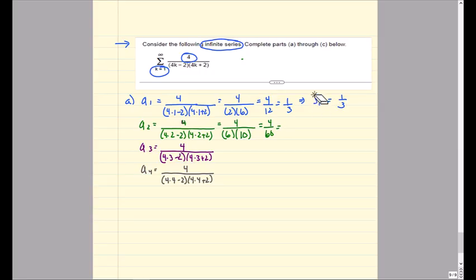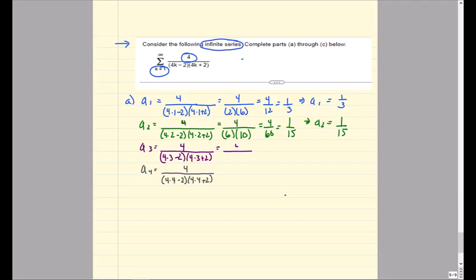So again, this was 4 over 60. I'm going to make sure this is an a here. It's a term of the sequence, it's not a sum. So 4 over 60 would be 2 over 30, which reduced to 1 over 15. So a sub 2 is 1 over 15. Okay, so again, these are the terms of the sequence. They're not the partial sums yet.